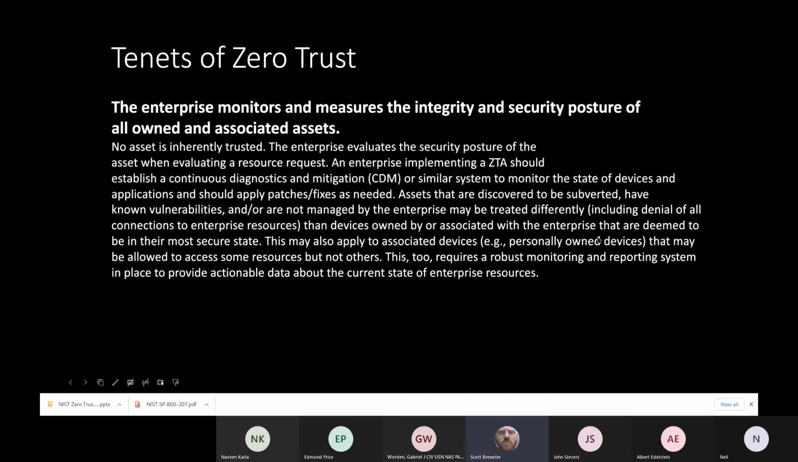The enterprise monitors and measures the integrity and security posture of all owned and associated assets. No asset is inherently trusted. The enterprise evaluates the security posture of the asset when evaluating a resource request. An enterprise implementing a zero trust architecture should establish a continuous diagnostics and mitigation or similar system to monitor the state of devices and applications, and should apply patches, fixes as needed. Assets that are discovered to be subverted, have known vulnerabilities, and or are not managed by the enterprise may be treated differently, including denial of all connections to enterprise resources than devices owned by or associated with the enterprise that are deemed to be in their most secure state.